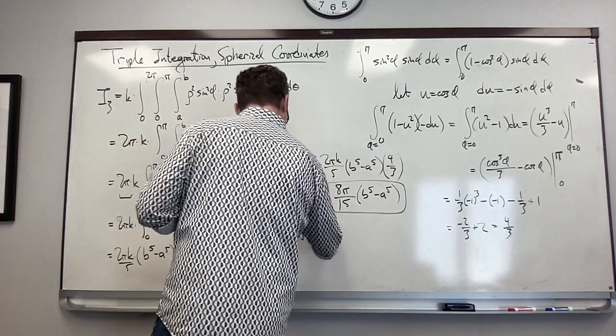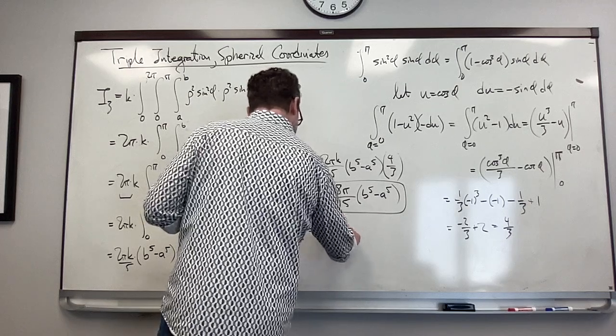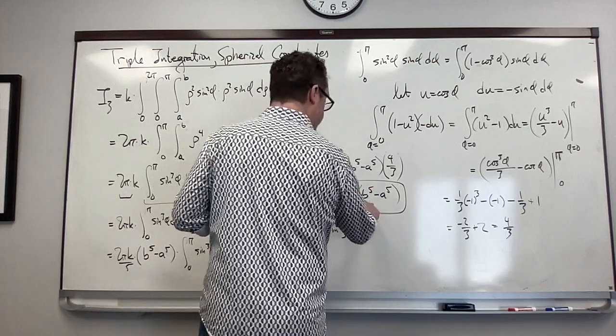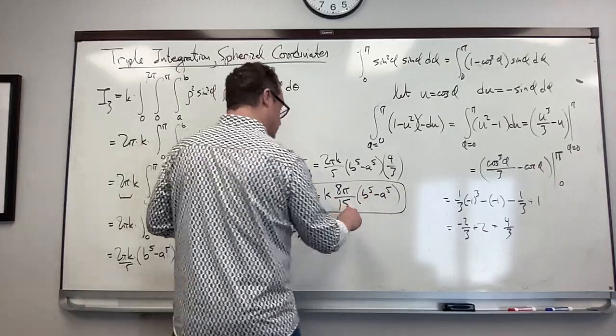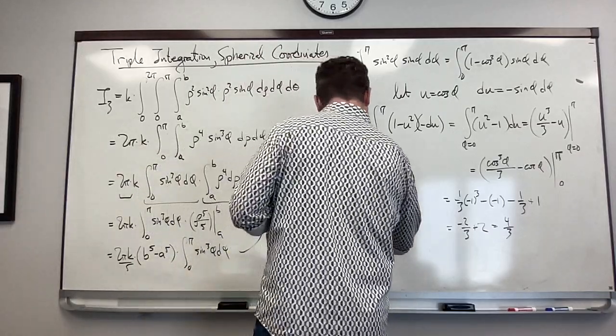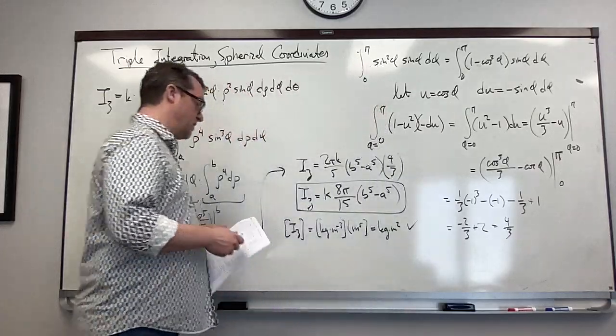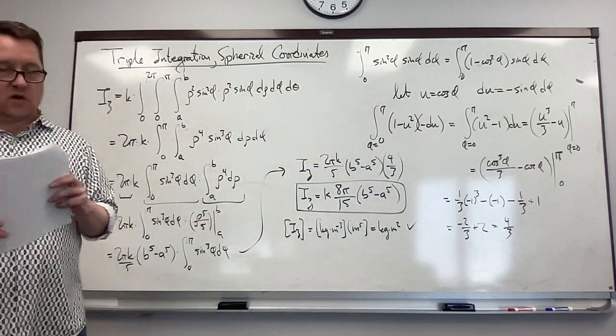we have units of K, which are kilogram meter to the minus 3. And then I've got b to the 5th. A and B are meters, so this whole thing is meters to the 5th. So this is kilogram meter squared. So yeah, it does have the right units. And this is what's so important and powerful.